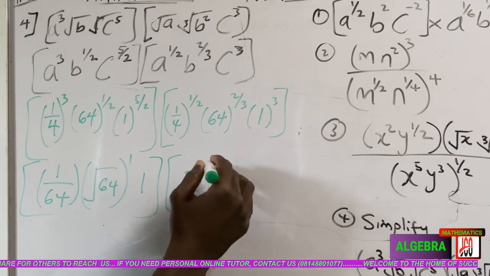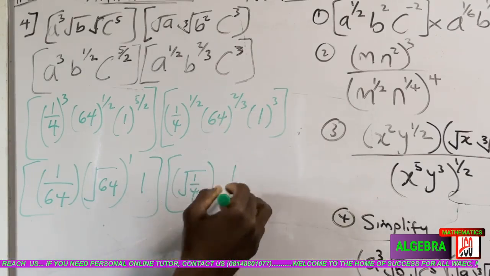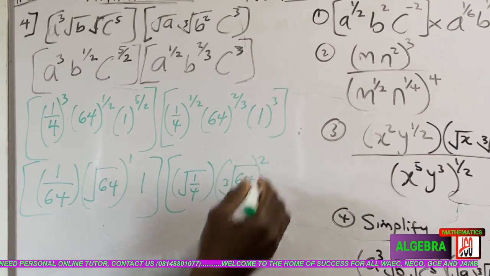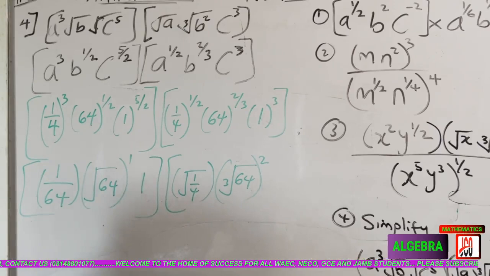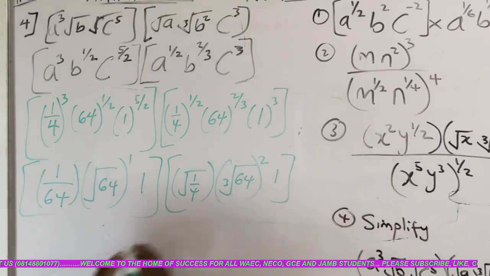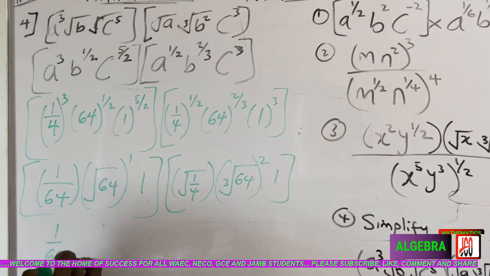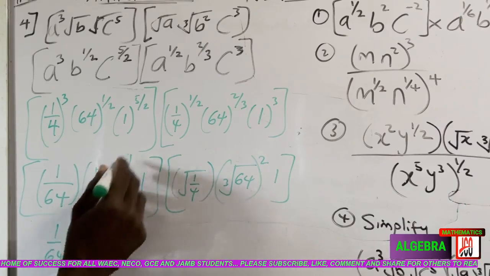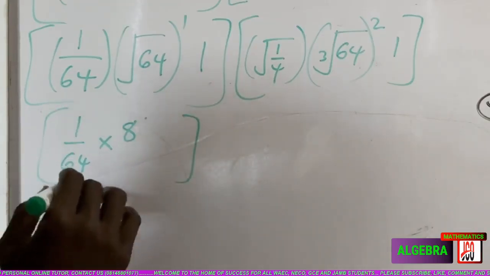Then this other side now, I have 64 raised to power 2 over 3. That is the third root of 64. My answer is to power 2. I told you the denominator is the root, then the numerator is the power. Then 1 raised to power 3 is what? 1. Now 1 over 64 times square root of 64 is 8. 8 raised to power 1 is still that 8. Then times your 1 here, which is the same thing.